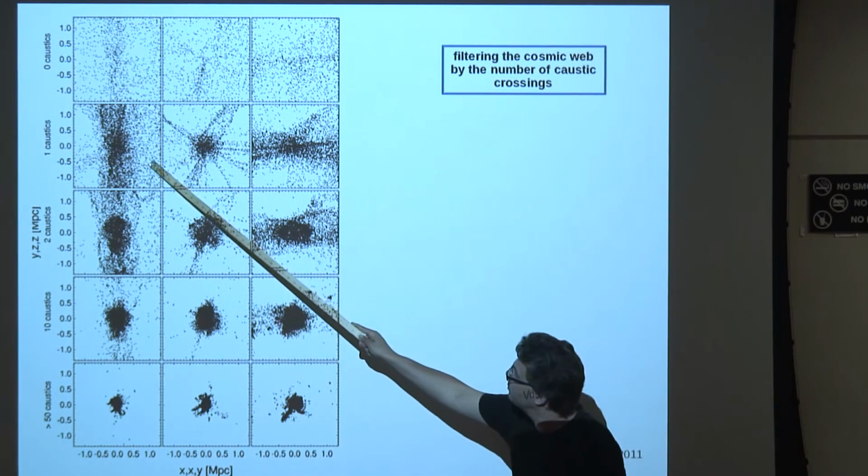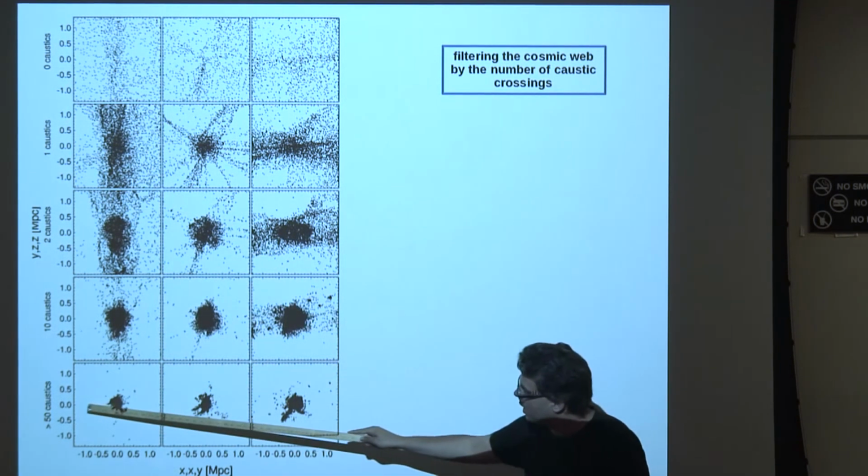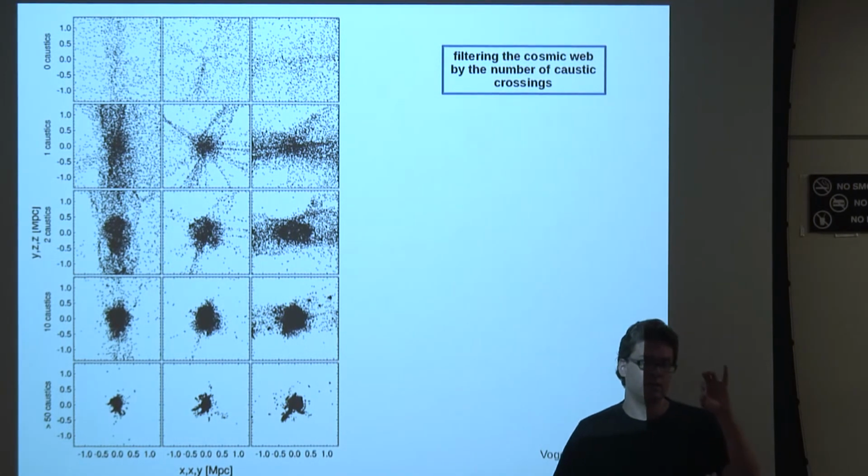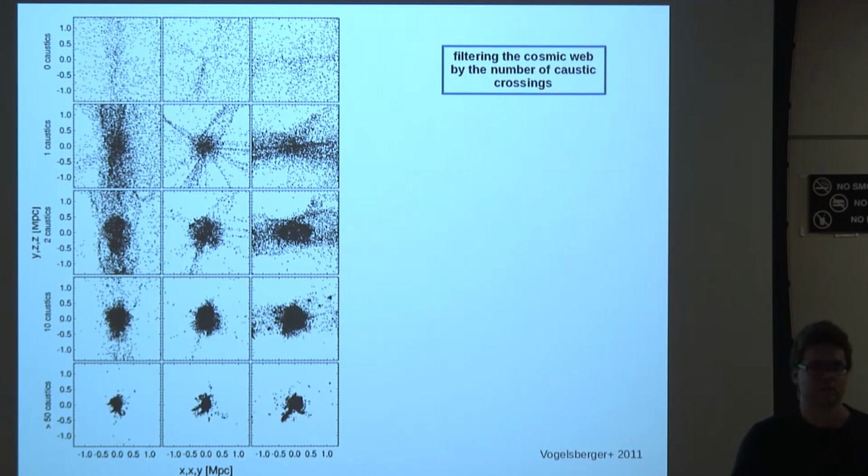And then you keep increasing the caustic count, and for larger and larger caustic counts, you go more towards the smaller scales, essentially, because the dynamical timescales are shorter there.